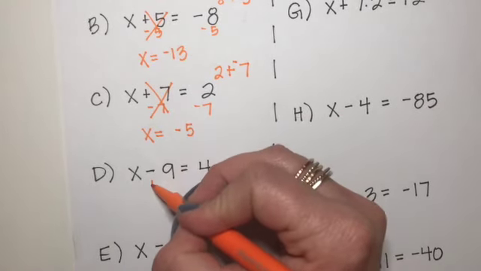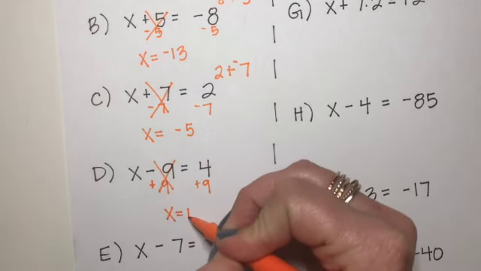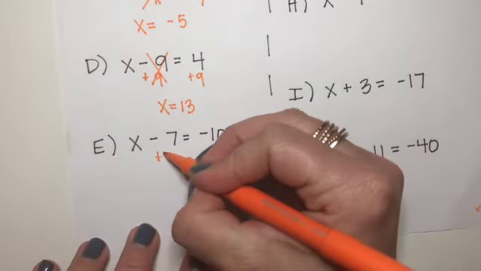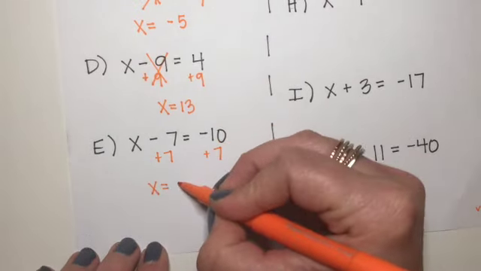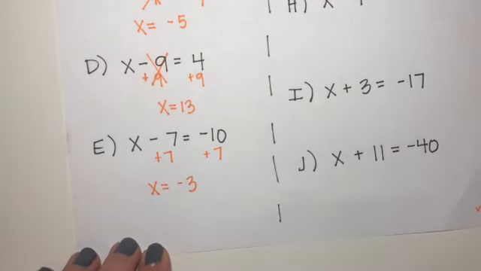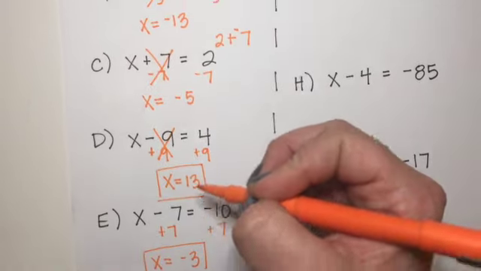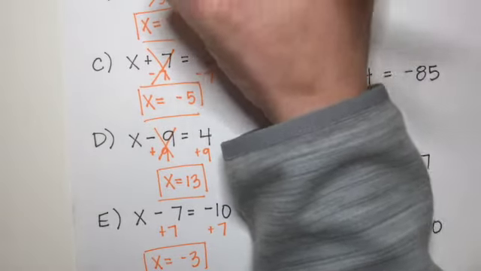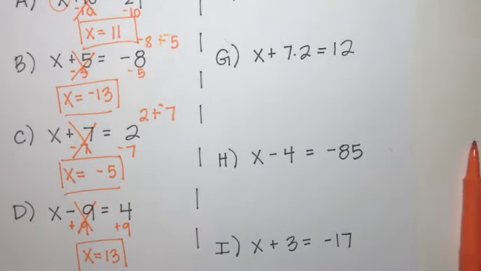Okay, letter D, we're going to add 9 to both sides. That cancels out, x equals 13. And then letter E, we're going to add 7 to both sides. X equals -10 plus 7 is -3. And that's it. That's all we've got to do. So you undo subtraction using addition, and then undo addition using subtraction. So why don't you go ahead and pause the video, and try these last 5 on your own, and then unpause it and see if you got it right.